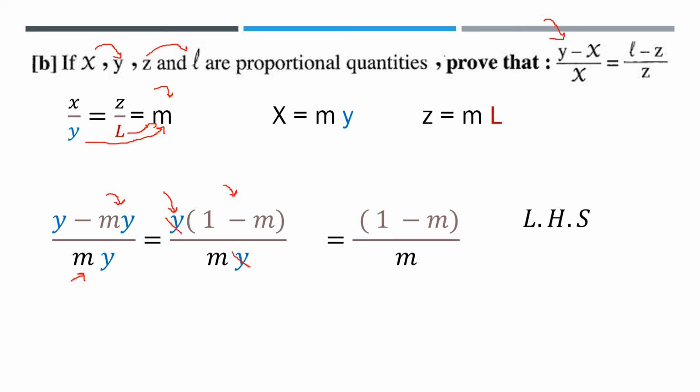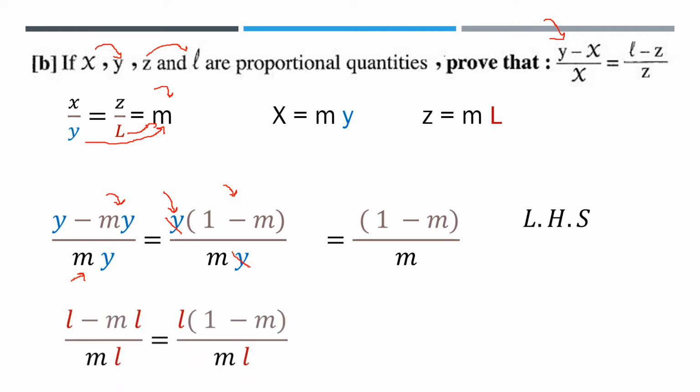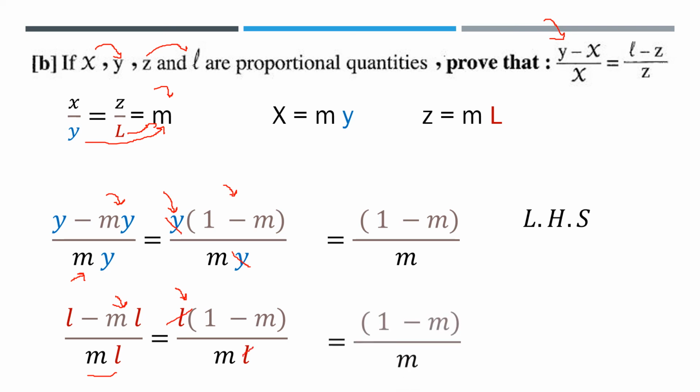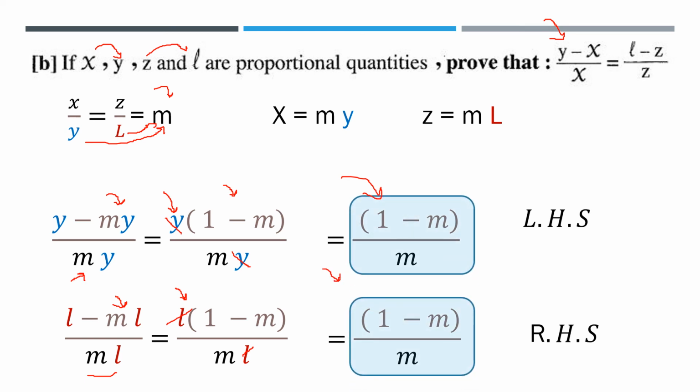Let's see the right hand side. I have l minus z. So I will put the l as it is, and instead of z I will put ml, over z is ml. Now I will take a common factor which is l, open bracket 1 minus m over ml. Cancel l with l. So what remains is 1 minus m over m, which is the right hand side. Let's look at the left hand side and right hand side. Are they the same or not? Yes, they are the same.